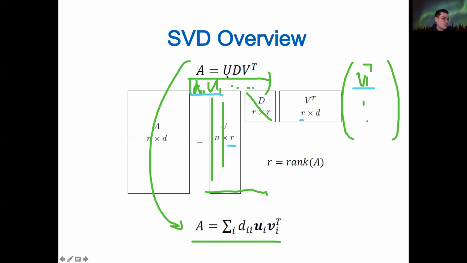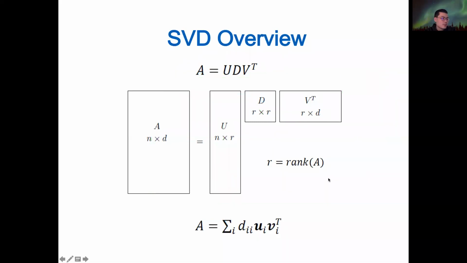Then we can do a dot product, like an inner product. So with this, D11, U1, V1 transpose. Then we do the sum until the last one, which is R. So we have i from 1 to R. Any questions?